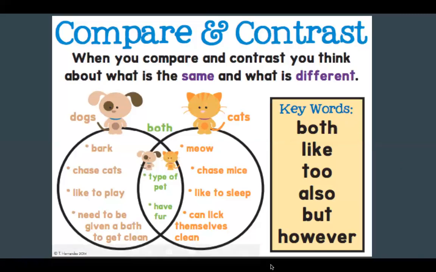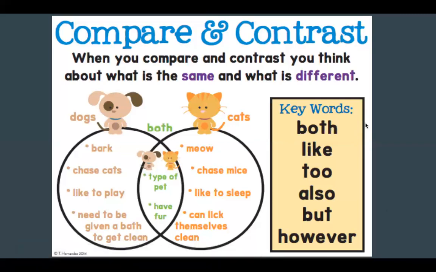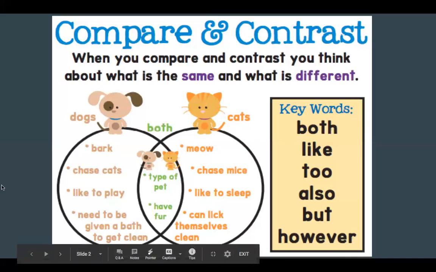If you look over here in this yellow box, there are some keywords to think about. When you think about compare and contrast, you can think about both, like, to, also, but, and however. You can also think same and different. Difference on the outside, same's in the middle.